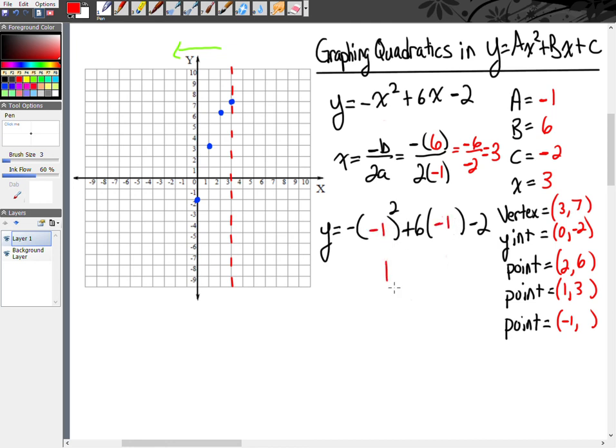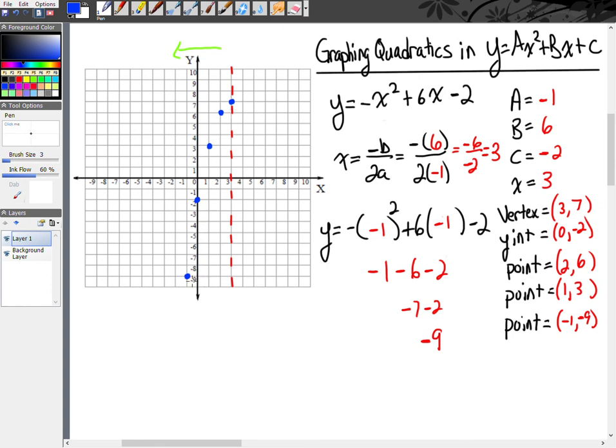So if I put a -1 in here, -1 squared is still +1, and I still have to bring down this negative sign here. But now here, 6 times -1 is now -6, not +6, minus 2. So -1 minus 6 minus 2: -1 minus 6 is -7, and -7 minus 2 is -9. So when x is -1, y is -9. And we go down here and plot this point, (-1, -9).